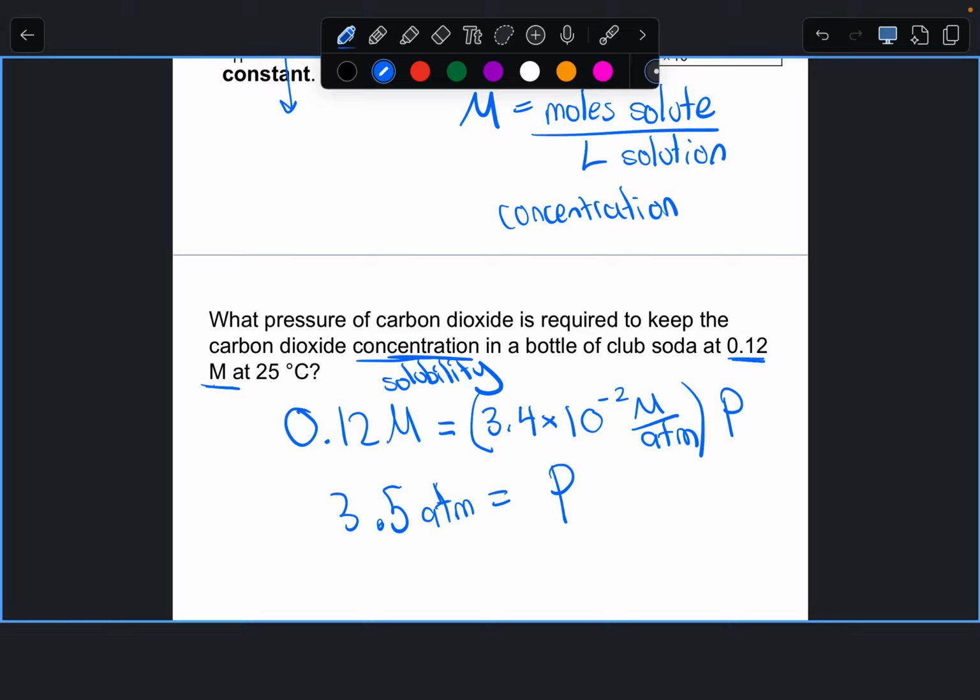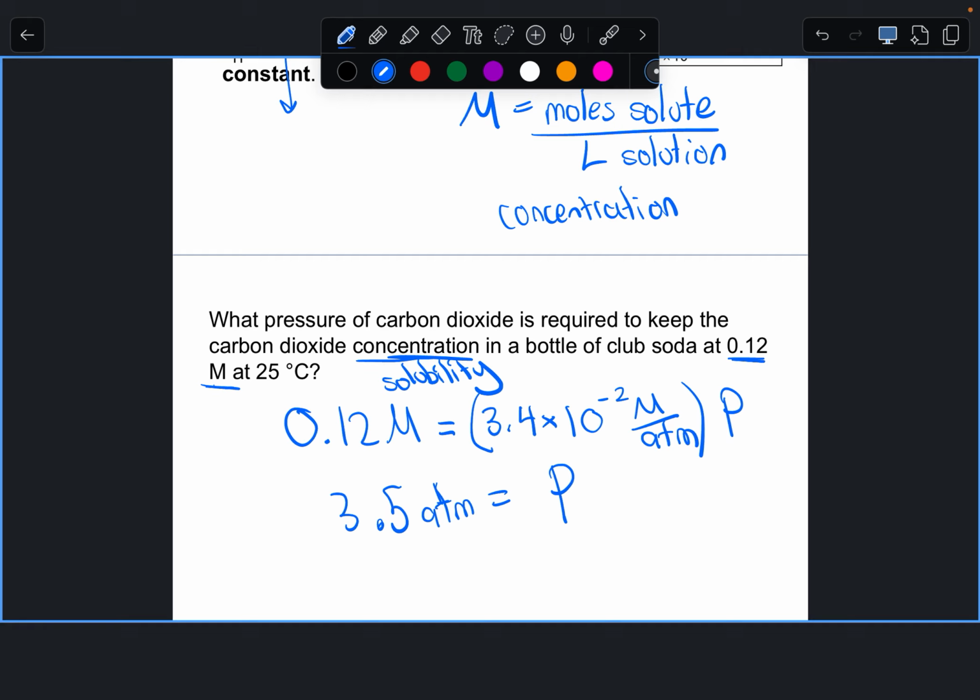All right, so 3.5 atmospheres. So it's quite a bit. I don't know if 0.12 molar must be a normal concentration of carbon dioxide in soda. But 3.5 atmospheres, that's pretty significant. 3.5 times normal atmospheric pressure that you have to inject.